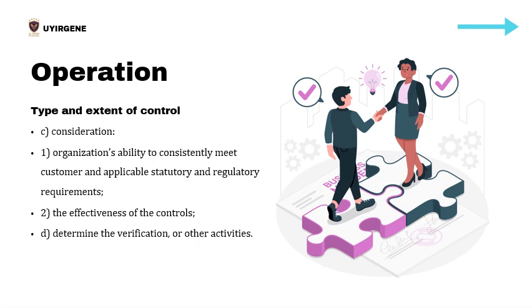Take into consideration the potential impact of the externally provided processes, products and services on the organization's ability to consistently meet customer and applicable statutory and regulatory requirements. Consider the effectiveness of the controls applied by the external provider. Determine the verification, or other activities, necessary to ensure that the externally provided processes, products and services meet requirements.